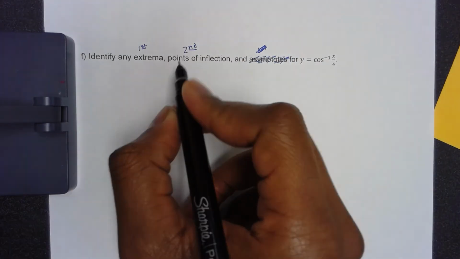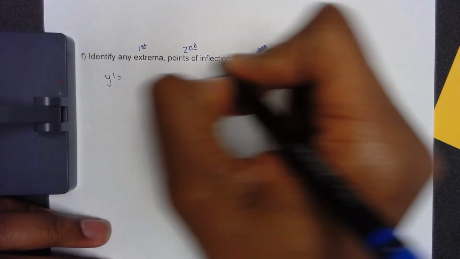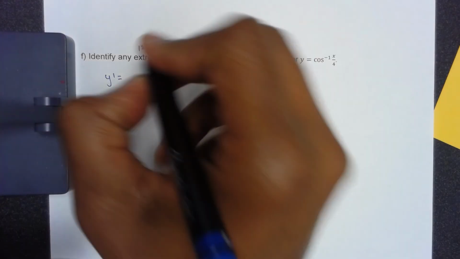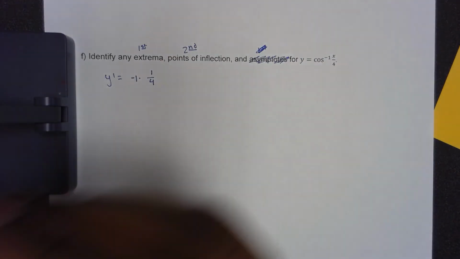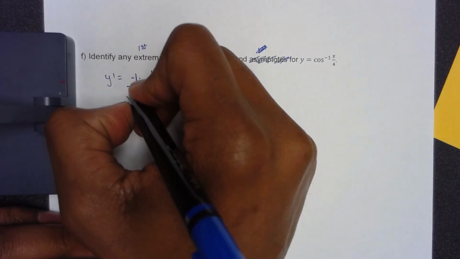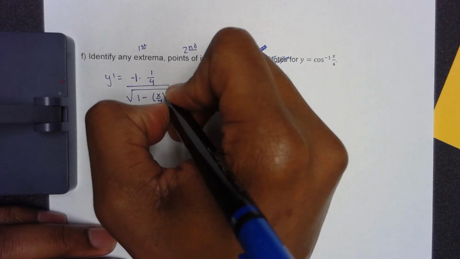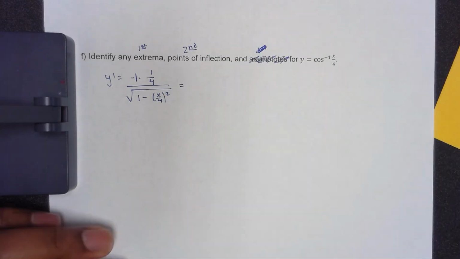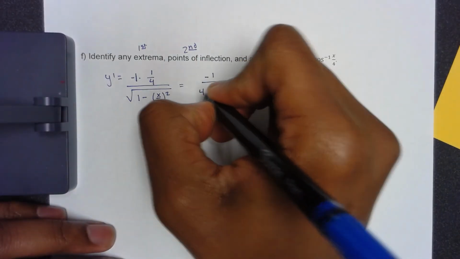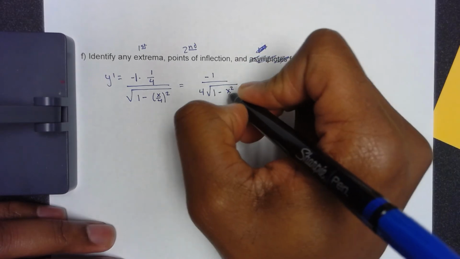So to find any extrema, we need the first derivative. So y prime is, the derivative of x over 4 is 1/4. But remember, cosine has that negative 1 on the top. So negative 1 times 1/4 over the square root of 1 minus x over 4 squared. Now if we simplify this, that is negative 1 over 4 times the square root of 1 minus x squared over 16.